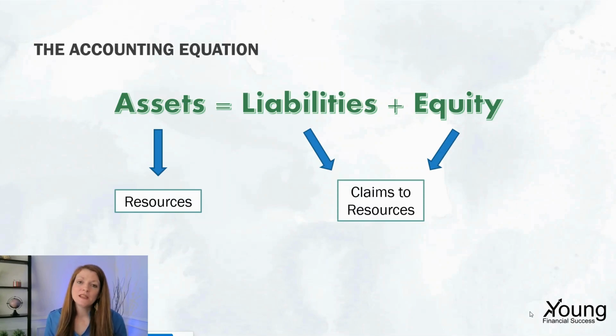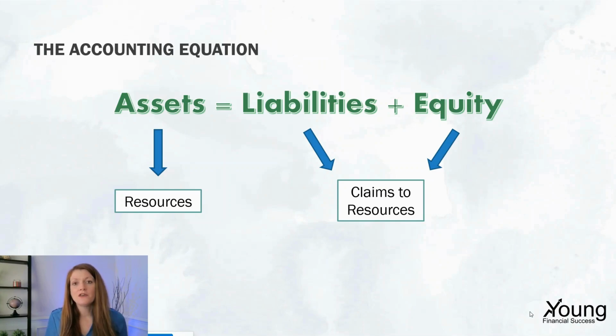And then liabilities and equity have to do with the claims to those resources. So, liabilities is where we have an obligation to an outside party for an asset that we have. So, maybe we still owe them for something that we have borrowed or that we have purchased from them. Or it even could be that we owe a customer a good or service for cash that they've given us. And the equity is the part that we actually have ownership in.